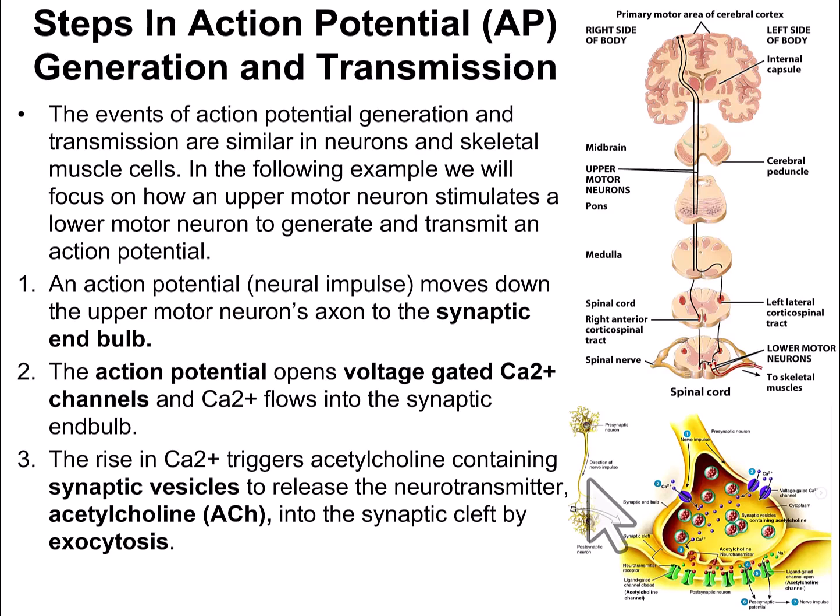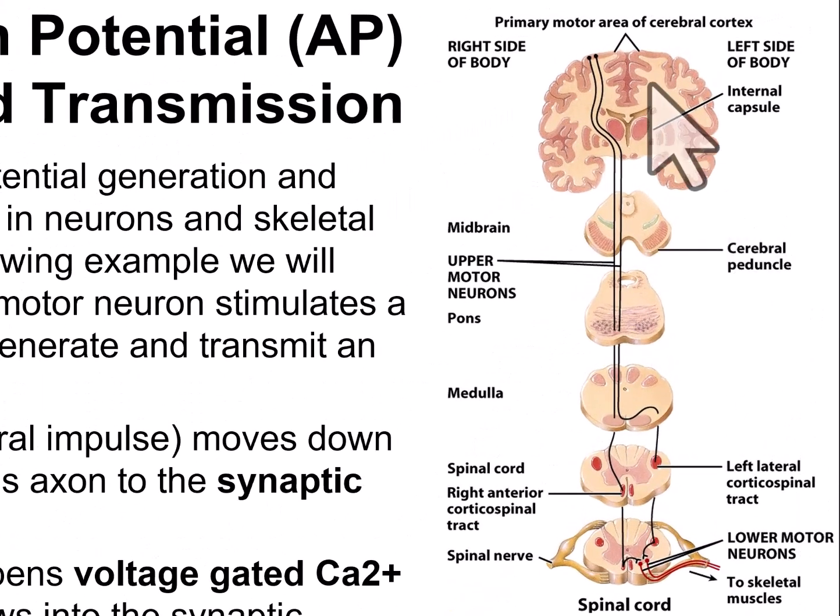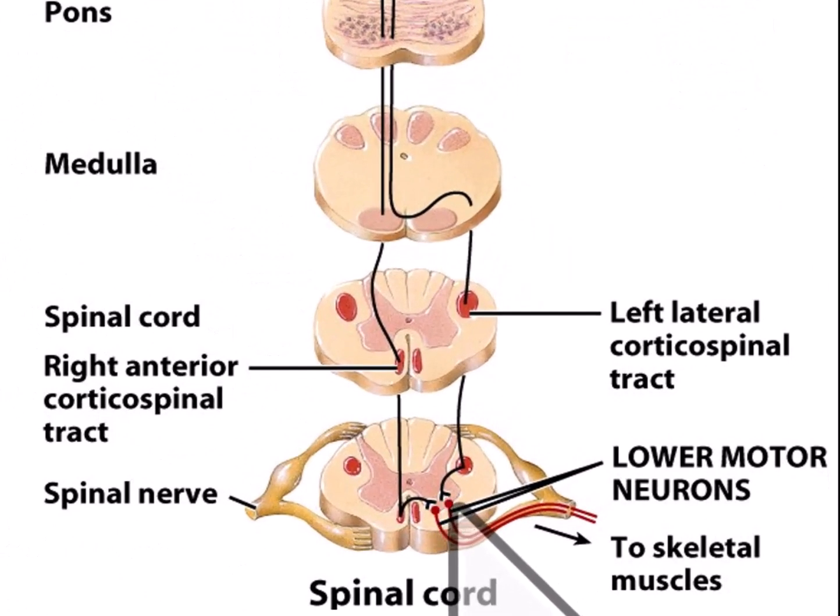What I'm going to do in this video is focus on how an upper motor neuron stimulates a lower motor neuron. Remember, an upper motor neuron, the cell body, is located up here in the primary motor area of the cerebral cortex, and the axon of this neuron comes down from the brain, down through the spinal cord, and then at the very end of the axon terminal, it synapses with the cell body of a lower motor neuron. And its axon goes out, and that's going to innervate a skeletal muscle.